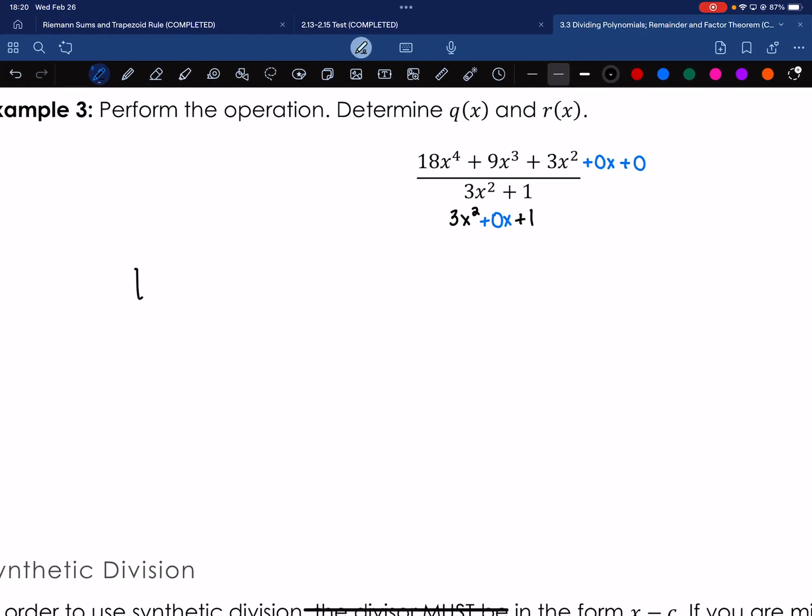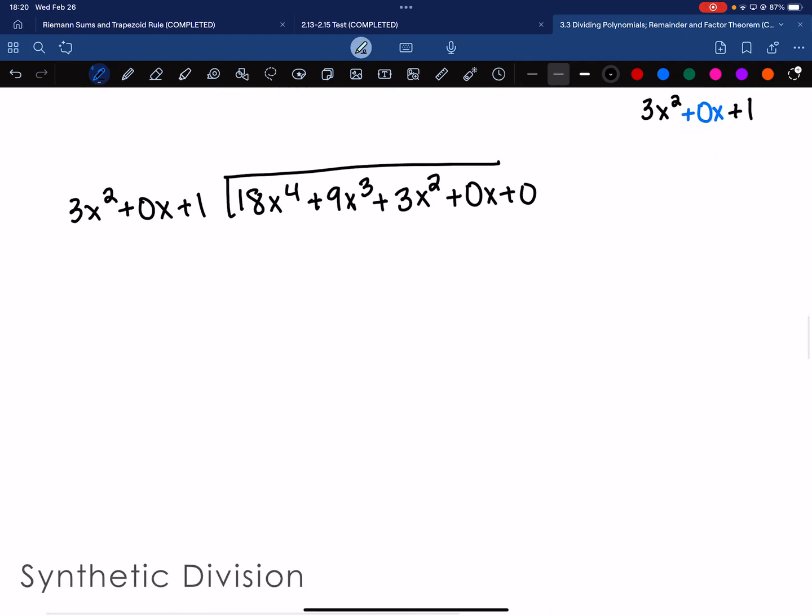We're going to take the numerator and put it on the inside. We're going to take our denominator and put it on the outside. And then we can go through our long division steps. So 3x squared times something gives us 18x to the 4th. That would be a 6x to the 2nd.